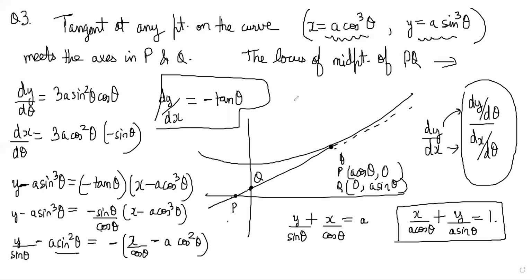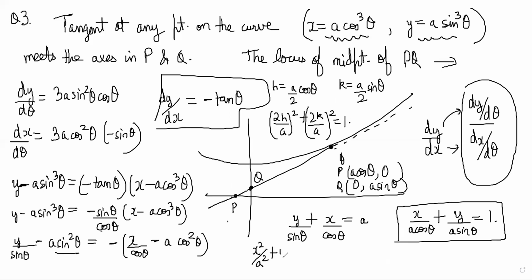So the midpoint is now easy and the locus is easy, right? The locus of the midpoint will be h is equal to a by 2 cos theta and k is equal to a by 2 sine theta, right? And the locus will come if you do 2h by a whole square plus 2k by a whole square is equal to 1. So the locus equation will be x square by a square plus y square by a square is equal to 1 by 4. So it's a circle actually, x square plus y square is equal to a square by 4. That is your locus.